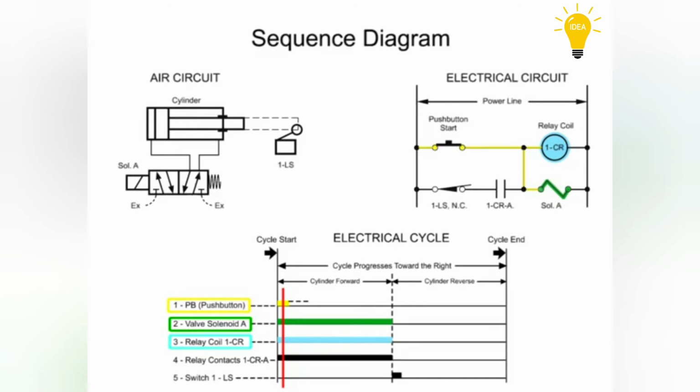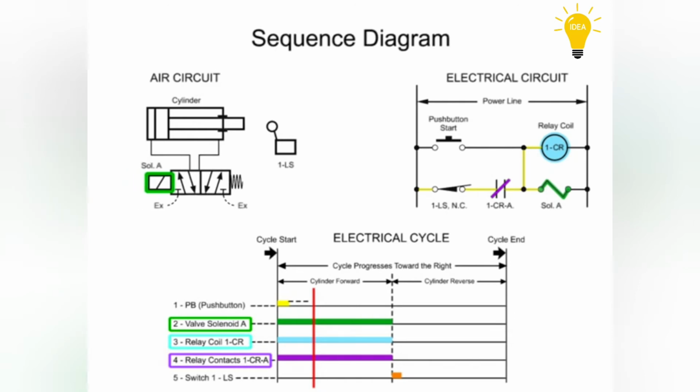2 and 3. Now that the relay coil is energized, relay contact 1 CRA closes and also becomes energized as indicated on line 4. This sets up a holding circuit through switch 1LS and contacts 1 CRA, which keeps current on the relay coil and the valve solenoid even though the push button has been released. Since solenoid A is now energized, the valve shifts accordingly to allow fluid into the blind end of the cylinder.